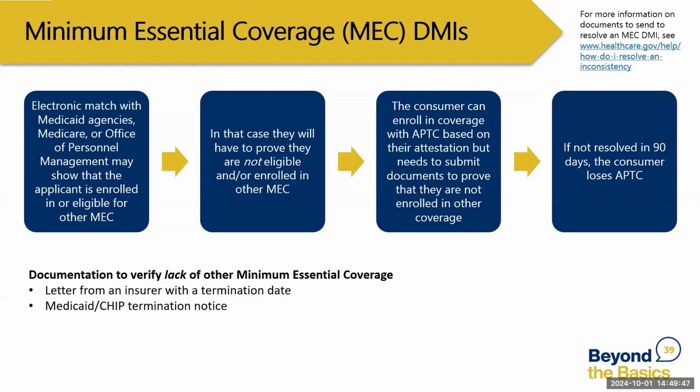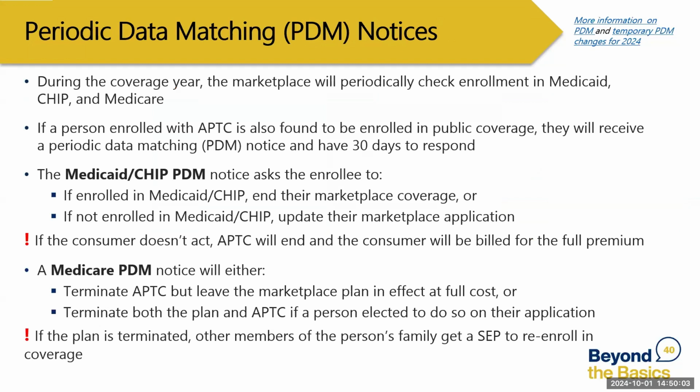They can submit a letter from an insurer with a termination date or a termination notice, or even a denial notice from a Medicaid or CHIP agency. But if this DMI is not resolved in 90 days, then the person will lose APTCs. They don't get a 60-day extension for this kind of DMI.